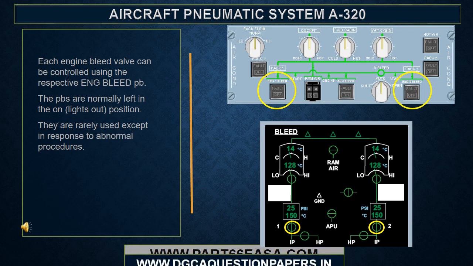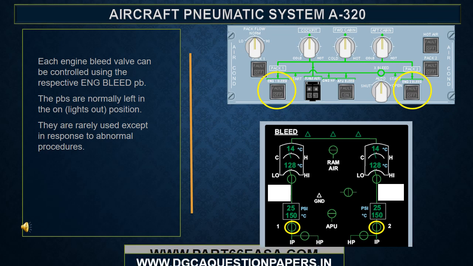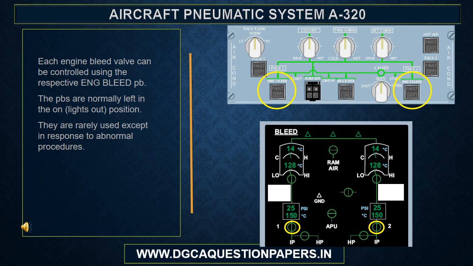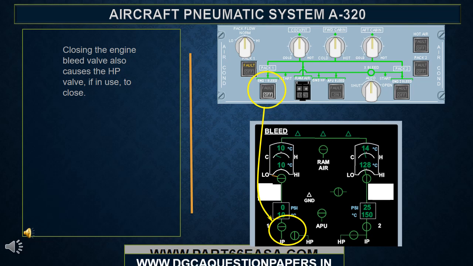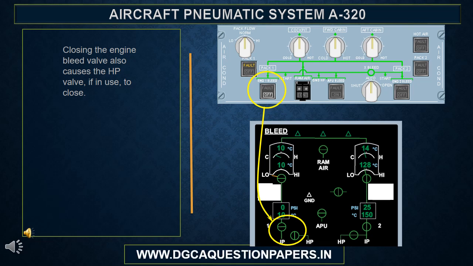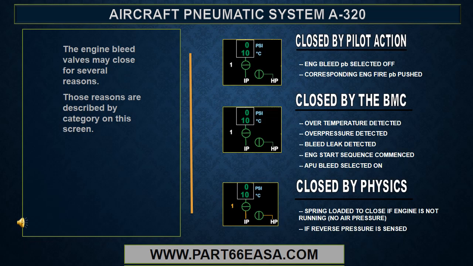Each engine bleed valve can be controlled using the respective engine bleed push button. The push buttons are normally left in the on or lights out position. They are rarely used except in response to abnormal procedures. Closing the engine bleed valve also causes the HP valve, if in use, to close. It also shuts down the associated pack.